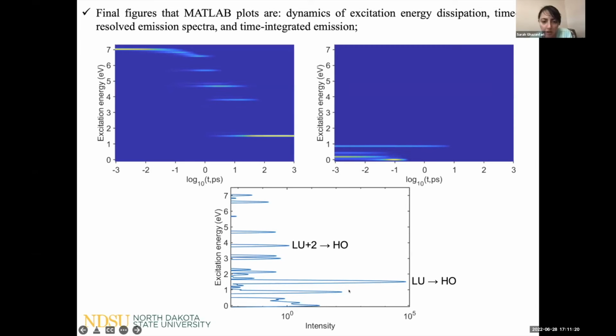Yes, I'm not sure. We need to double check the oscillator strength file and see which transition corresponds to this energy level. So I'm not sure in this case what each peak corresponds to. I think just these two are more important for us, which was LUMO to HOMO, and this one, LUMO plus 2 to HOMO.